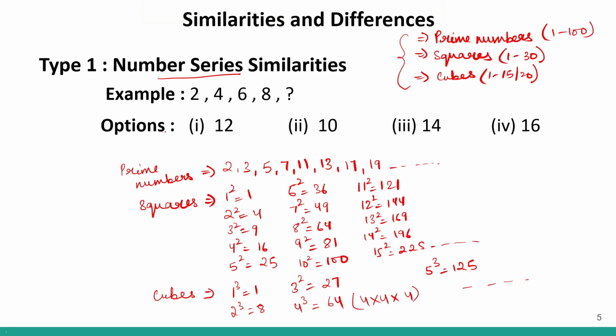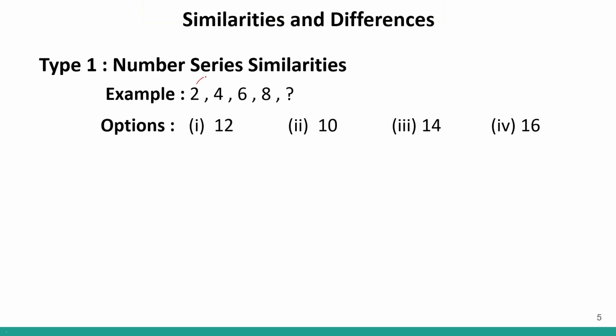Okay. Now let us look at this question. Whenever we deal with number series similarities, we have to identify the similar pattern that is being followed in this series, and we have to find the next element. So if we look at this series, from 2 we are going to 4, from 4 we are going to 6, from 6 we are going to 8. So I can identify a pattern. If I add 2 in 2, I'll get 4. Similarly, if I add 2 in 4, I'll get 6. If I add 2 in 6, I'll get 8. So there's an addition of 2. This is the pattern.